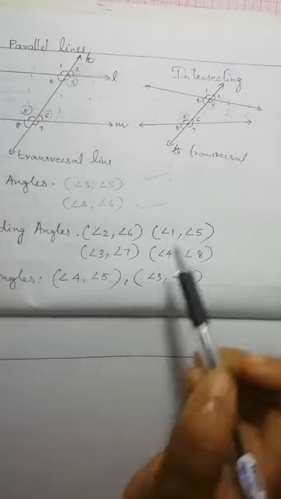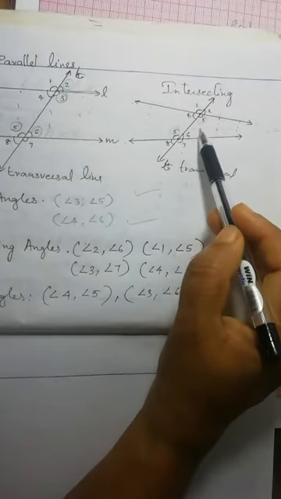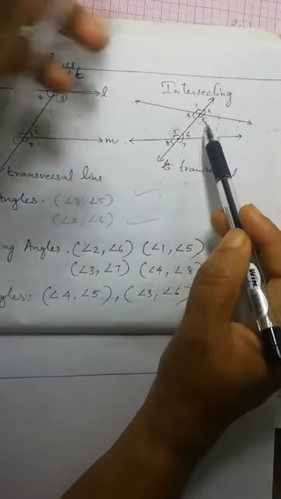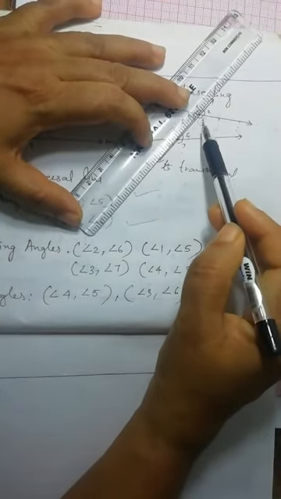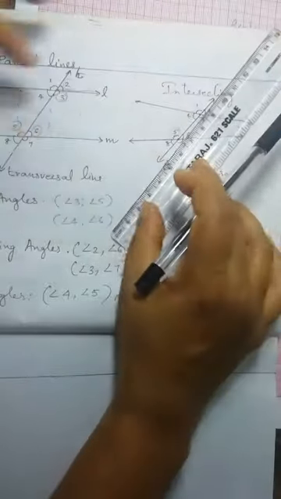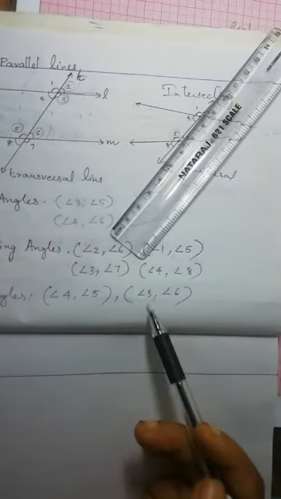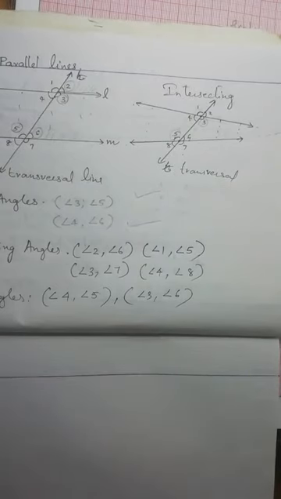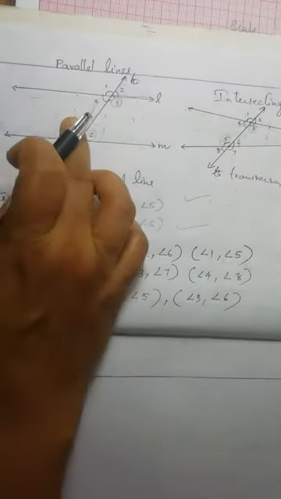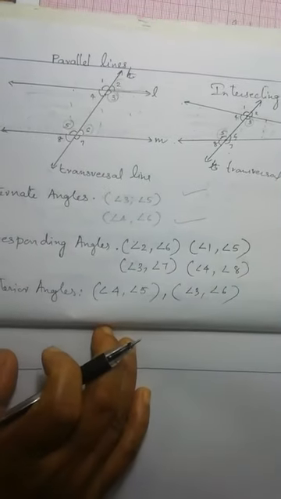Next, co-interior angles. Co-interior angles are on one side of transversal and in the interior part. Taking this side of transversal, 3 and 6. Another side of transversal, 4 and 5. These two are the co-interior angles. These are the main things you have to study here. Then I told that in this case, parallel lines and intersecting lines, these types of angles are forming.